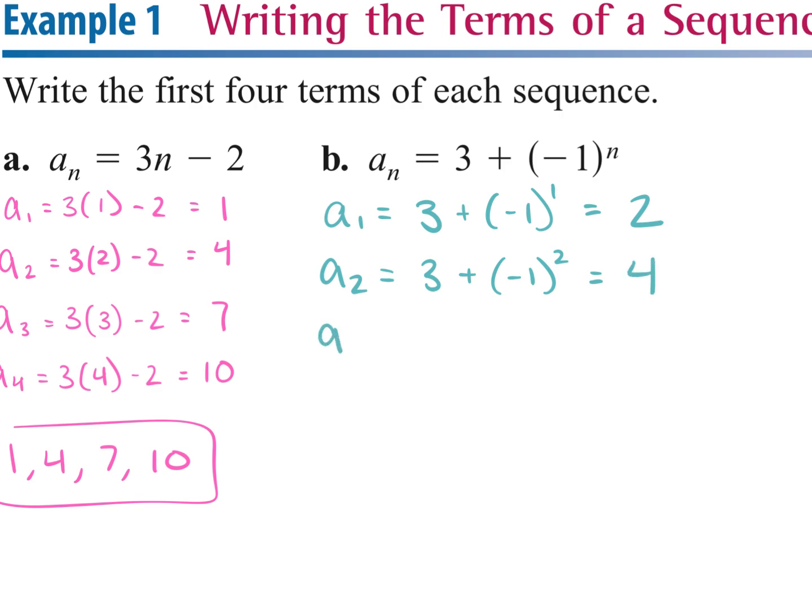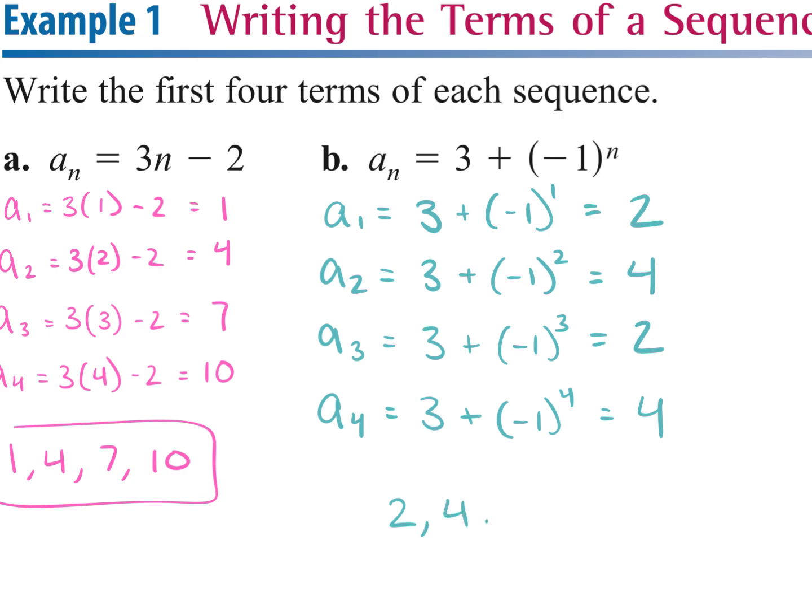Then our third term, we plug in 3. So 3 plus negative 1 to the power of 3. What's negative 1 to the power of 3? Negative 1. So 3 minus 1 would be 2. And then our fourth term, we're going to plug in 4. So 3 plus negative 1 to the power of 4. What's negative 1 to the power of 4? Positive 1. 3 plus 1 would be 4. So our first 4 terms of the sequence would be 2, 4, 2, 4.